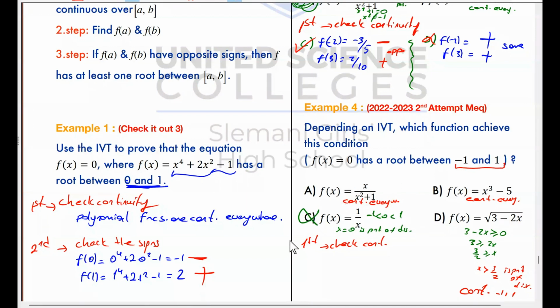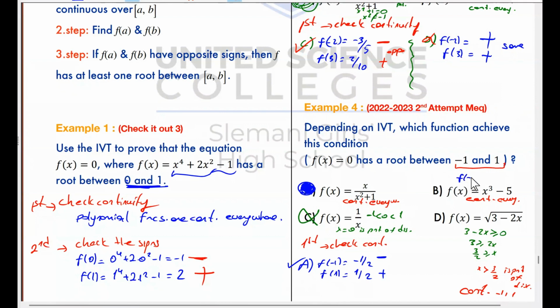So I'll check every option one by one to see if the signs are opposite. Option A. What is f of minus 1? It is minus 1 over 1 plus 1, 2. It is negative. What is f of 1? It is 1 over 1 plus 1, 2. This is positive. Negative, positive. I have two opposite signs. So it checks. Option A is true. I'm lucky. First option is true. But just to show you, I will check the other options too.